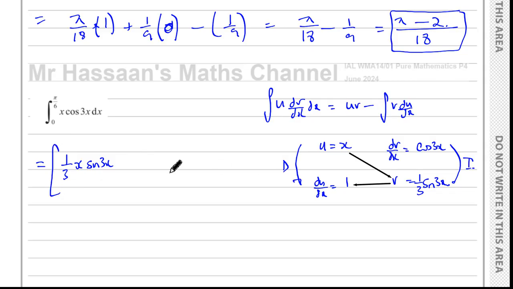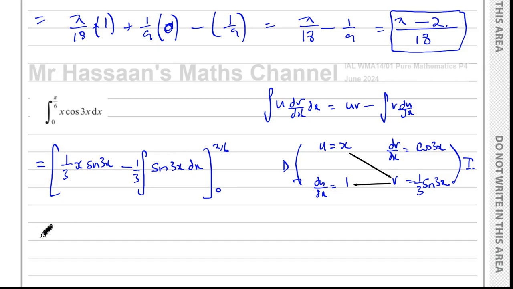I'm going to have minus, okay, it's always minus these two multiplied. So it's going to be minus the integral of v times du dx, so it's a third times sine 3x times 1. If you want to, you can write the third out here as a constant, sine of 3x, with respect to x, and we have our limits of pi over 6 and 0.